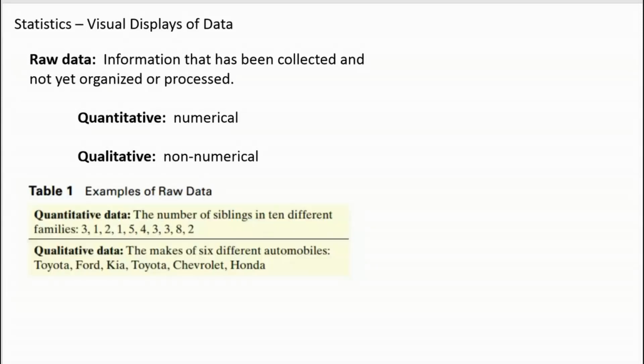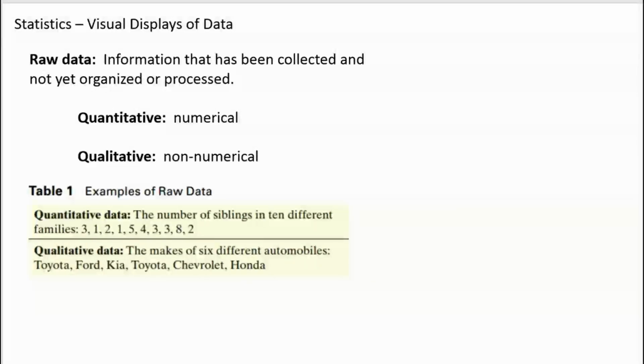Raw data is information that has been collected and not yet organized or processed. So you're just counting the information, but you haven't organized it at all or done any kind of processing with the information. And raw data can be broken down into either quantitative, which is numerical, or qualitative, which is non-numerical. But sometimes your data is not numerical at all. Again, we call that qualitative data. Now, here are some examples of raw data.